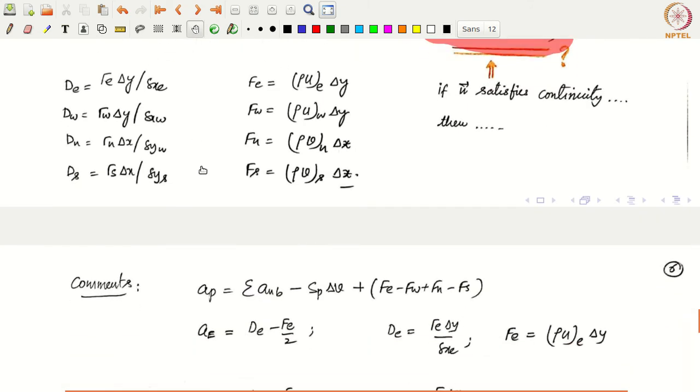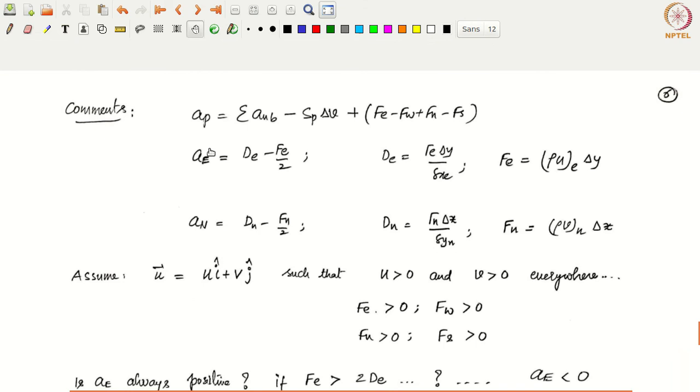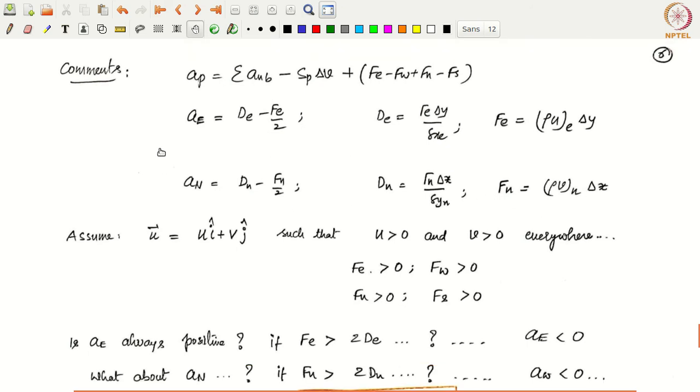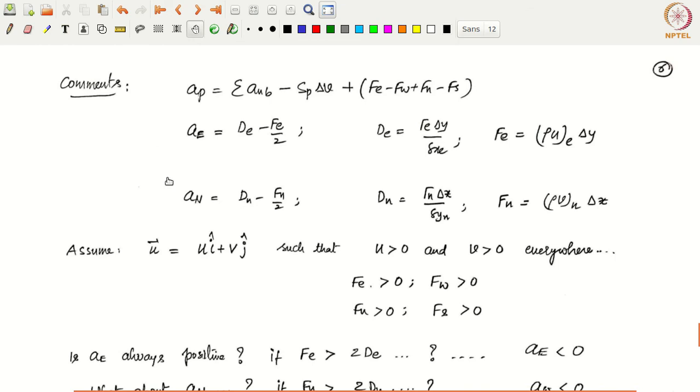Let's make a few comments. AP is now not just the summation sigma A and B minus SP delta V like what we have seen before, but we have this extra quantity. And what about the coefficients? The coefficients are A east equals DE minus FE by 2, where DE and FE are known. Similarly, A north is D north minus FN by 2, where DN and FN are known. Now, do the coefficients look okay?